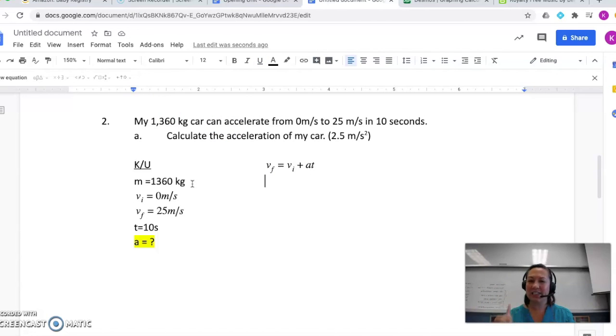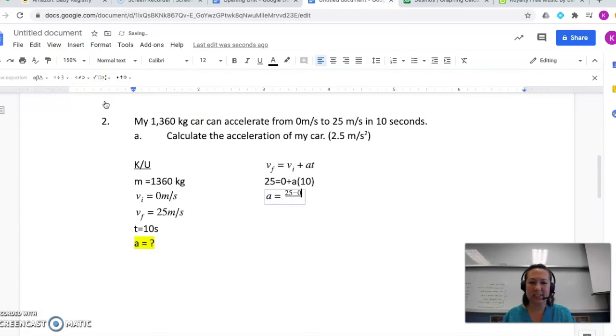Step 2, let's substitute and solve. So that's 25 equals 0 plus A, which I don't know, so I'm going to leave it as A, times 10. Dividing by 10 to both sides gives me something like A equals, and over here on this operation side, 25 minus 0 over 10. Which finally gives me my answer. Acceleration equals 2.5. But I need units here, right?